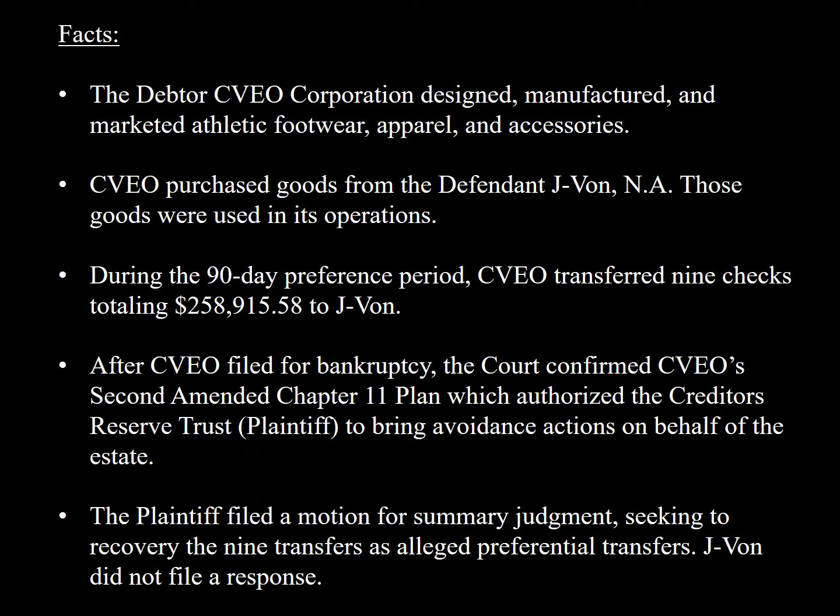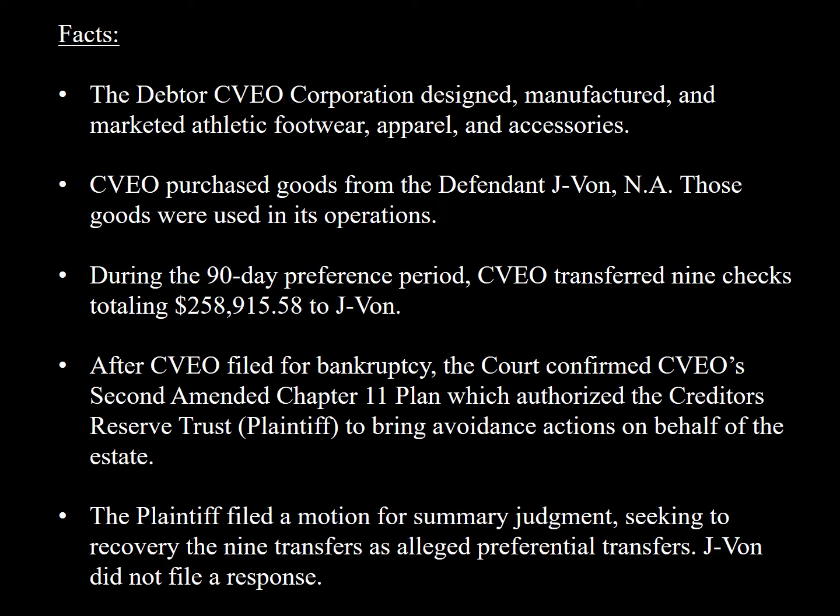Both the debtor and the defendant are in the apparel business, and payments are made in the preference period to the defendant in a fairly substantial amount. The defendant files an answer. It sets out some affirmative defenses, and plaintiff files a motion for summary judgment. Defendant does not respond to the motion for summary judgment and does not submit any evidence.